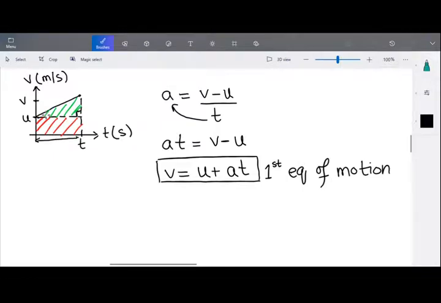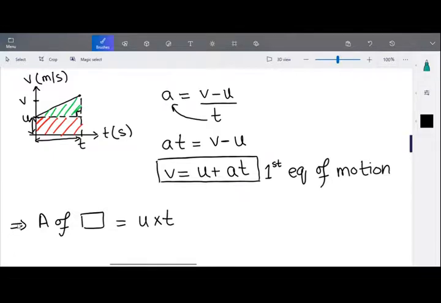It has a length of t and it has a height of u. So the area of the rectangle is just going to be length times breadth, which is just u times t, right? And then let's think about the area of the triangle over here for a second.